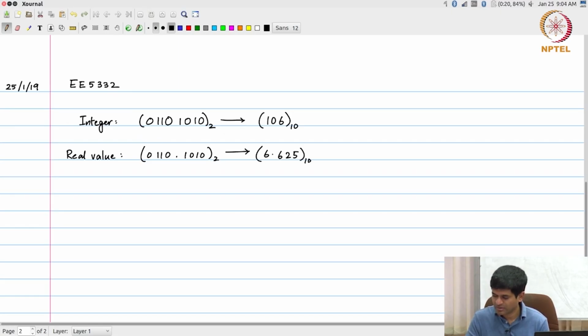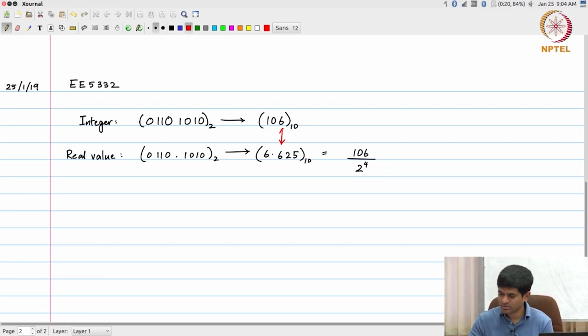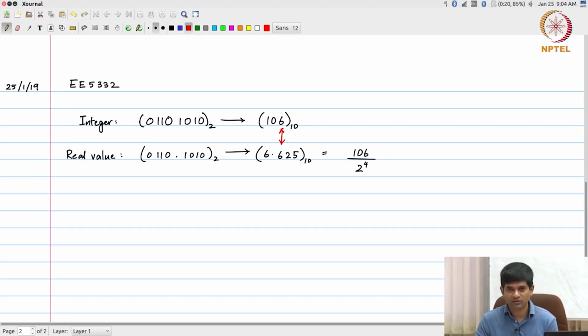6.625 in decimal, which is basically equal to 106 divided by 2 power 4, okay. So the same value, essentially the correspondence between these two is directly because of this connection, the division factor over here. Now in terms of terminology, this is sometimes called the integer part and this is the fractional part. Okay. So we would like to use both of them, the integer part as well as the fractional part, in order to represent numbers.